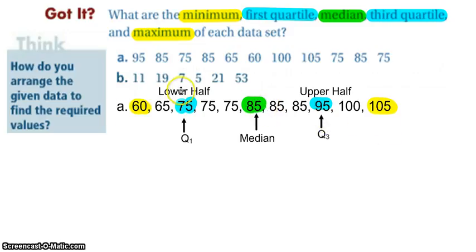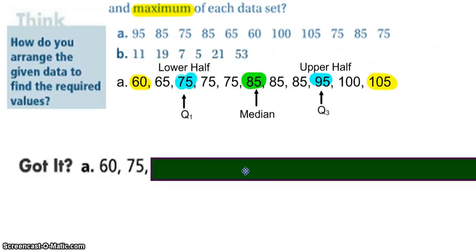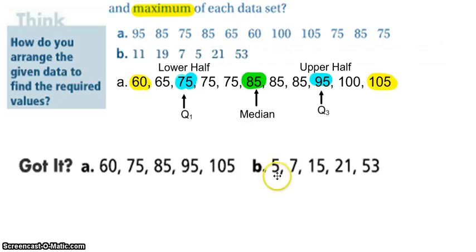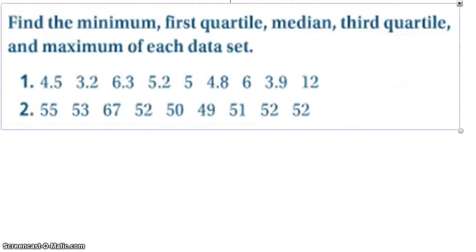Go ahead and do that for B if you have yet to do so, and come back just for the answer. So here's your answers for A listed out, and your answers for B, having my minimum, my quartile 1, my median, my quartile 3, and my maximum. Do the same work for these two data sets and come back just to check your answer.